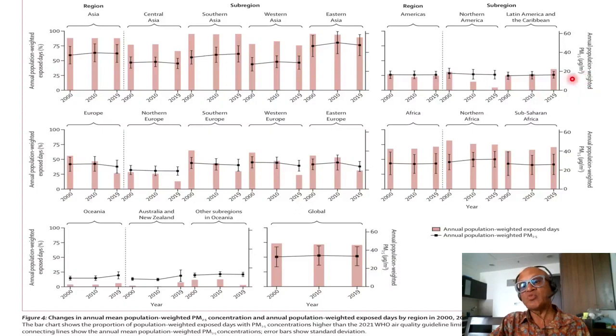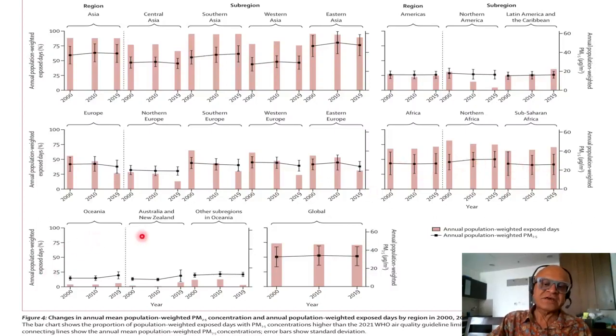Annual population weighted PM2.5 is given on this axis for all these plots. So again, looking at Europe, it took a nice dip in 2019. Northern Europe is lower and remained relatively flat in terms of annual mean population weighted exposed days. Southern Europe, Western Europe, Eastern Europe, and so on. Africa, as we said, Northern Africa increased, but Sub-Sahel remained flat or decreased a little.